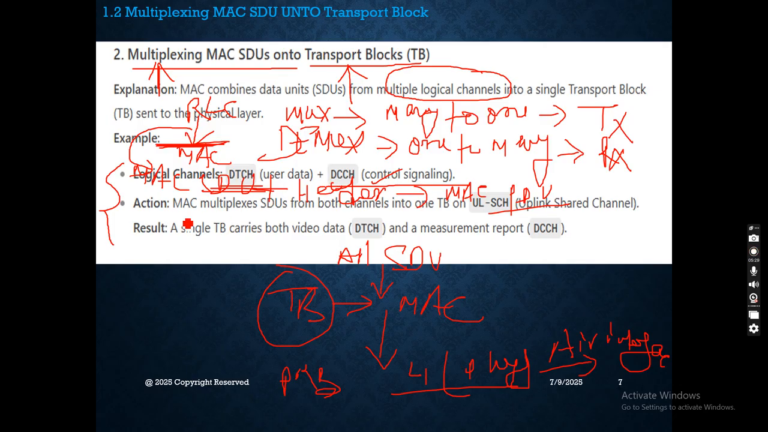Now, MAC multiplexes SDUs from both channels, the dedicated control channel and the dedicated traffic channel, into one transport block on the uplink shared channel. Once this is done, the single TB carries both the traffic data, the actual data, which could be video or other data, and at the same time the measurement report, or signaling data. This is how the MAC layer is responsible for multiplexing MAC SDUs onto one TB, one transport block.